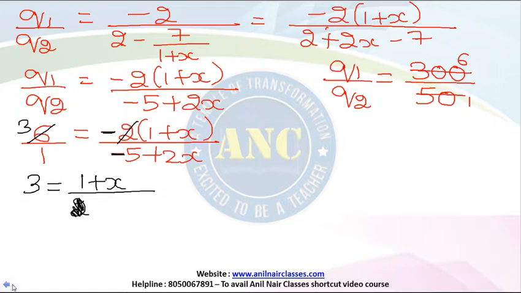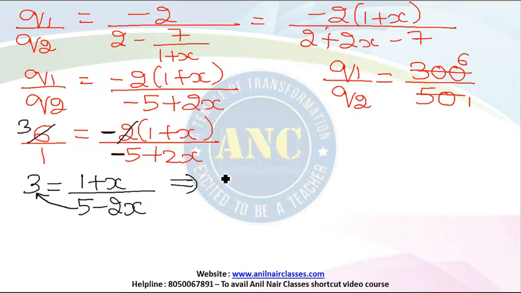I hope you are understanding, sir. Right? It becomes 5 minus 2x in the denominator. I hope everyone is getting the point. Cross multiply and simplify. There is only one unknown variable x. You will get it very easily.